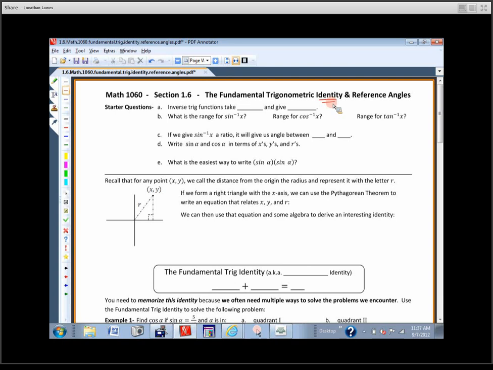All right, so it's about the fundamental trig identity and something called reference angles. If you've been paying attention and you've done what I asked you to do, get things memorized on the unit circle, think about it the right way, this is going to be very easy. Inverse trig functions: how do we fill in this blank? They take ratios, and they give us angles in return.